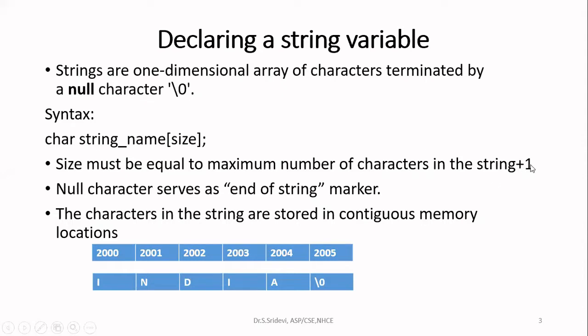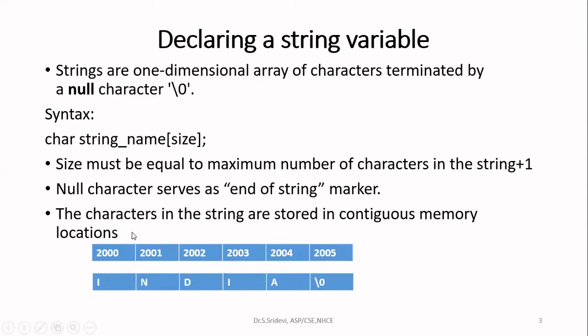Why that plus 1? The reason is, every string is terminated by a null character. To store this null character, which is not part of the string, you have to add 1. If you don't add 1, the memory will not be allocated for storing the null character, so you will not be able to identify whether the string is terminated or not. So always, when you allocate the size for the string, whatever you think is the maximum number of characters, you add 1 to that and allocate the memory. This null character serves as the end of string marker, also known as the string terminator. And all the characters in the string will be stored in contiguous memory locations.